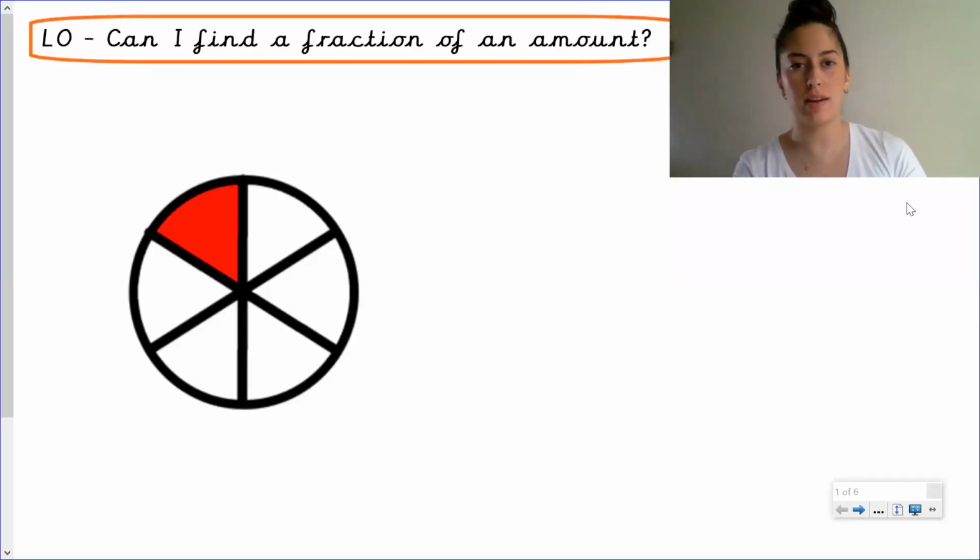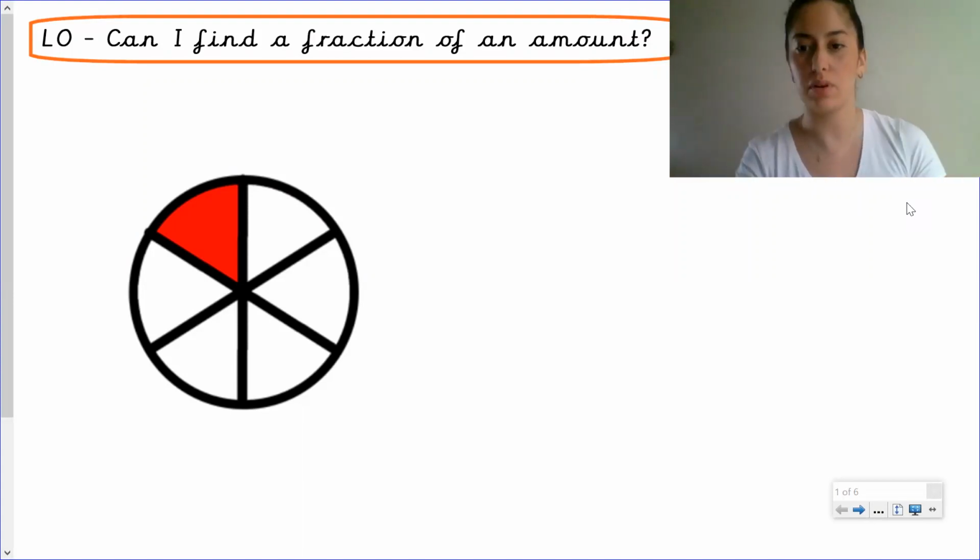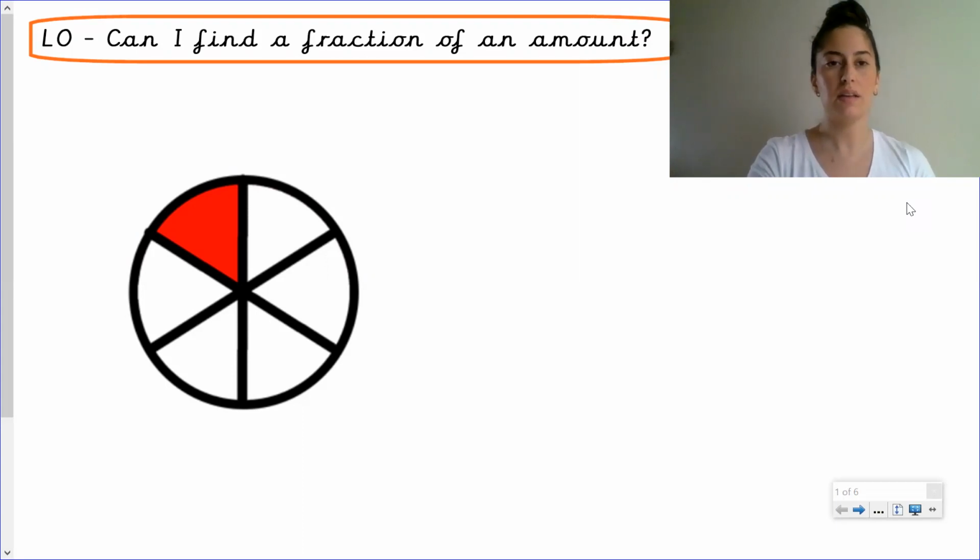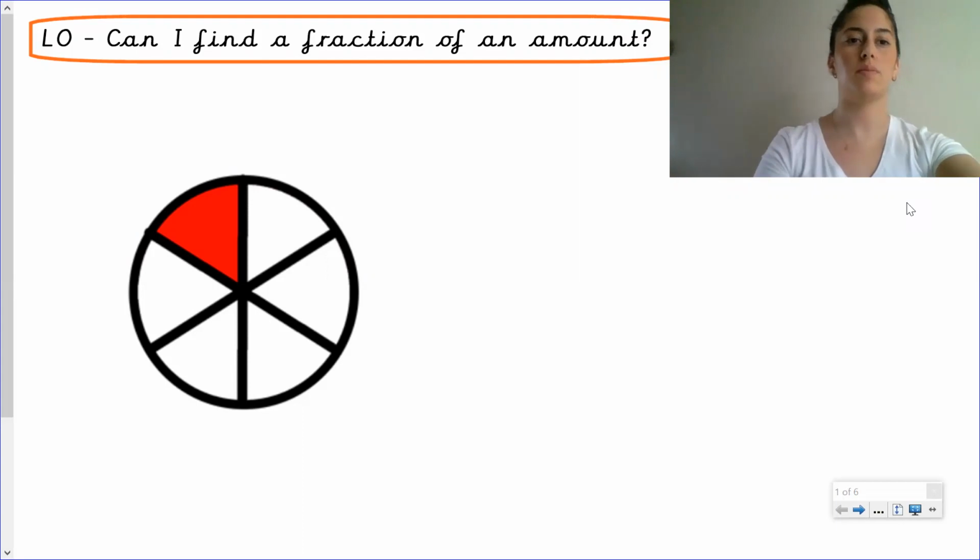Have something straight next to you as well if you don't have a ruler, like a book, so that you could use it to draw your straight lines for your fractions. We need to still make sure that our presentation is neat, even though we don't have our maths books.